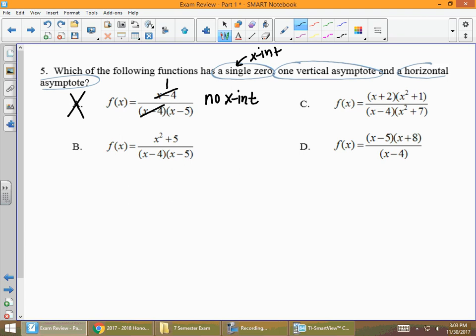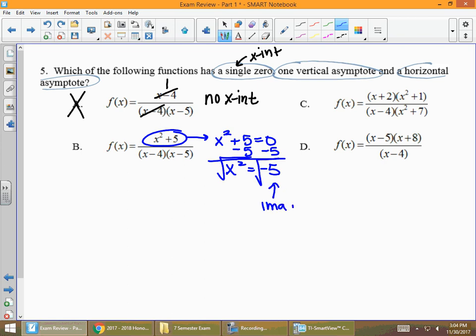For B, if we try to set the top of our function equal to 0 and solve to find that x-intercept, let's see what happens. So I get x squared equals negative 5, which means when I take that square root, I'm going to get an imaginary number. And imaginary numbers are wonderful, and you use them in Algebra 2, and we will work with them a lot later in the year as well. But we aren't talking imaginary roots here. That's not a real 0. So since this has an imaginary 0, this is not a solution either.